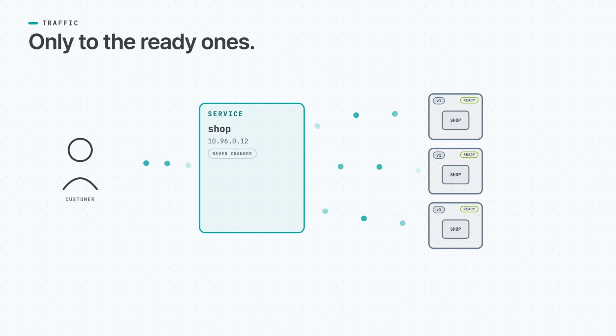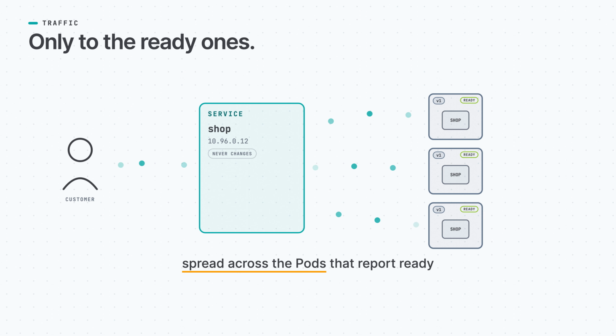And the service reads the same signal the rollout used. Requests are spread across the pods that report ready, and a pod that stops being ready quietly stops receiving customers until it recovers.